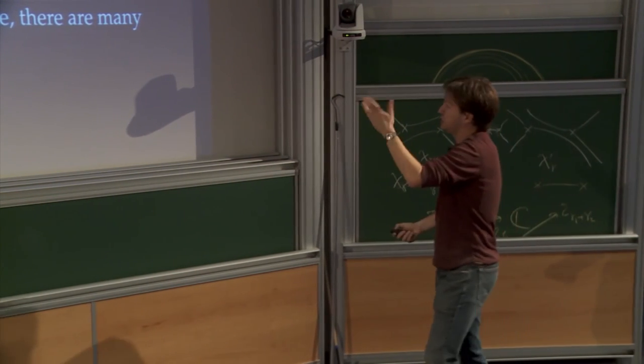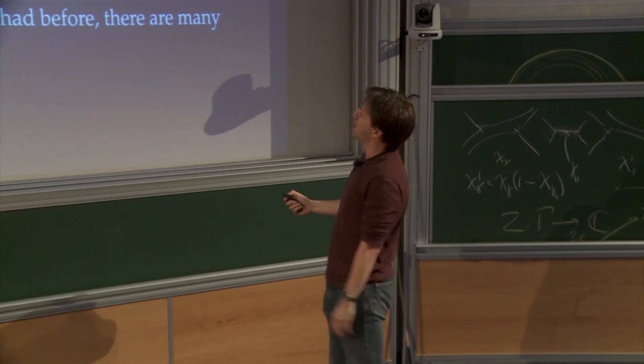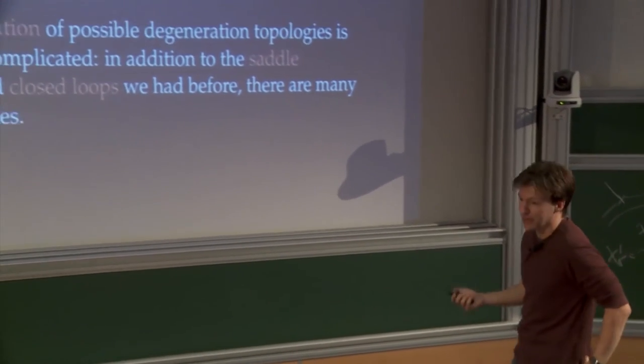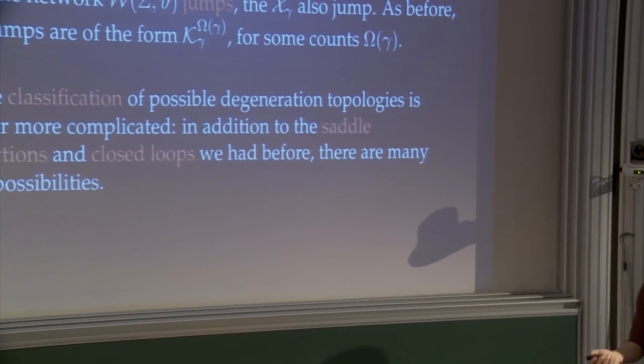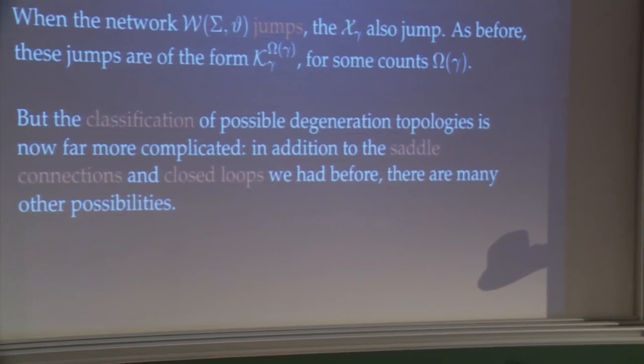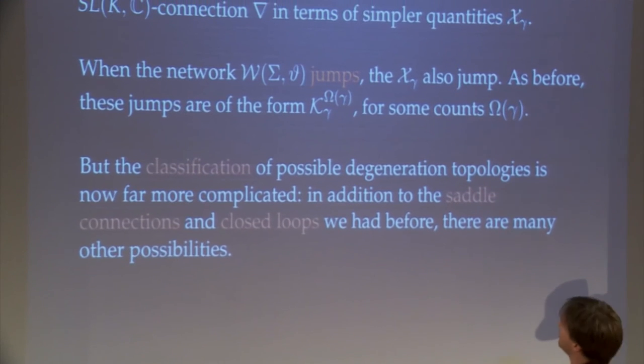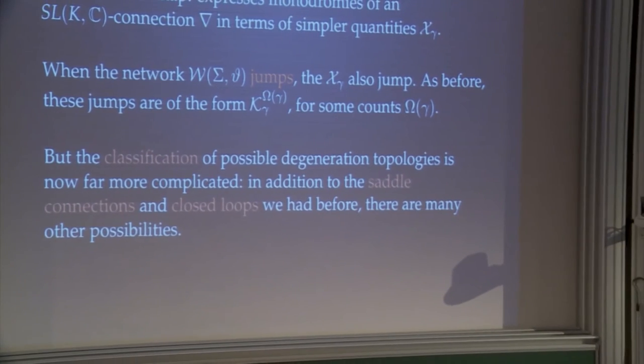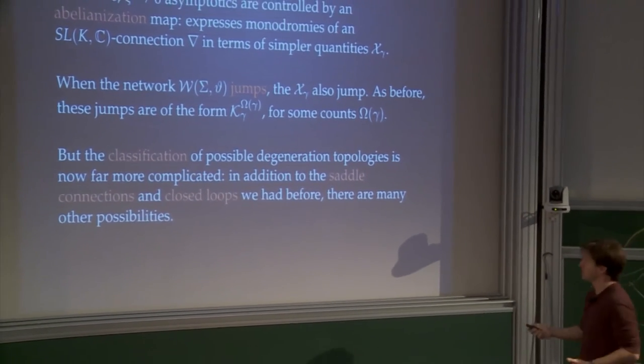So the formal story is just exactly the same as it was before, except now the jumps that you get. Before I could totally classify what happened. The classification was you could have these saddle connections or these closed loops and nothing else. Now in this higher rank situation, the classification of possible topologies is somehow much, much more complicated.